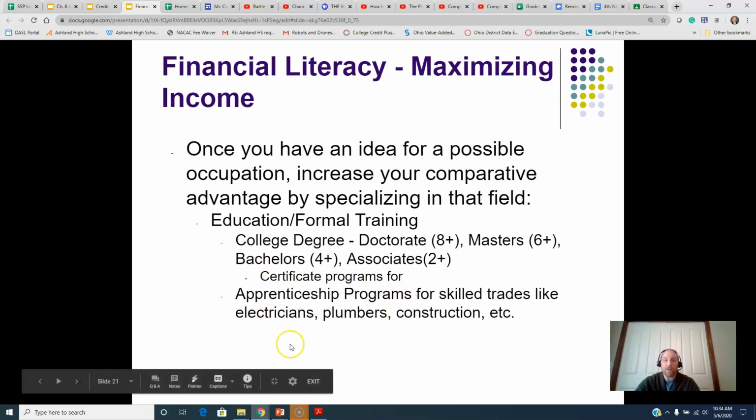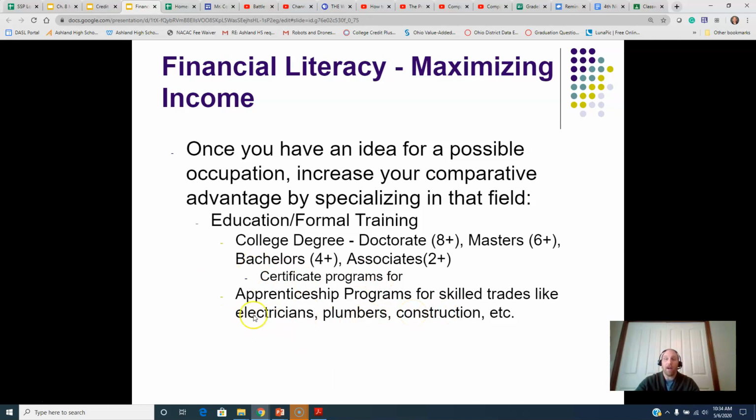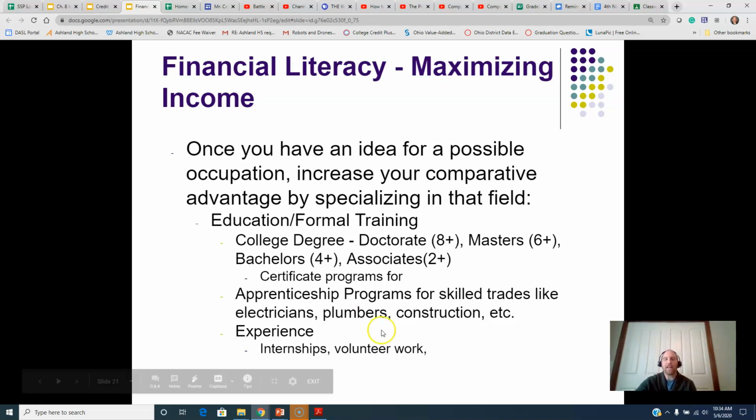If you are a very good electrician, a very good plumber, or very good at different types of construction, you can earn an excellent living. All right. And you cannot beat experience. As you get more experience in a certain field, you'll become better. Employers will see that you have more value to them. They will end up paying you more with experience. And you can get experience through internships. You can get experience through volunteer work.